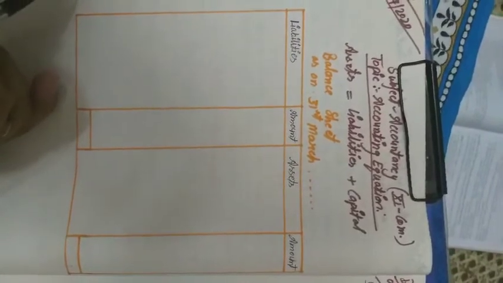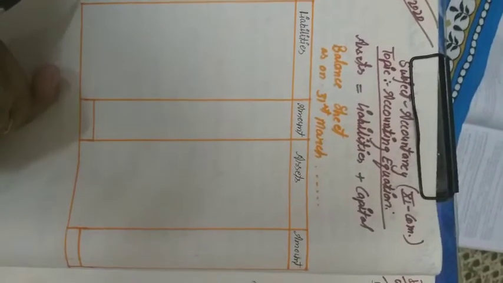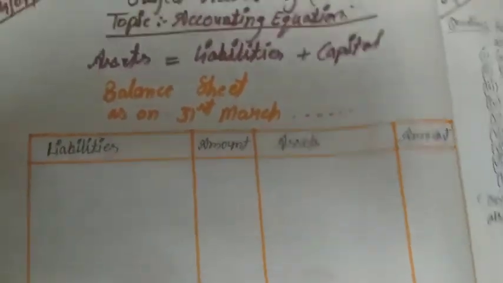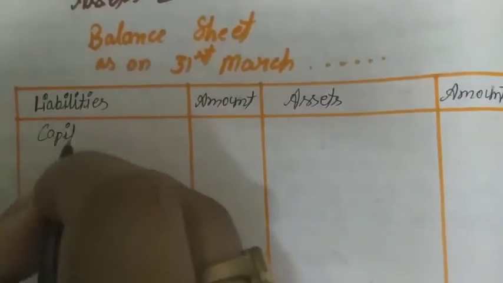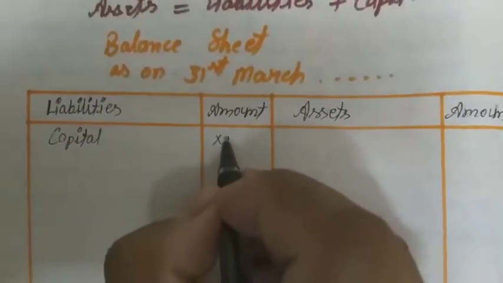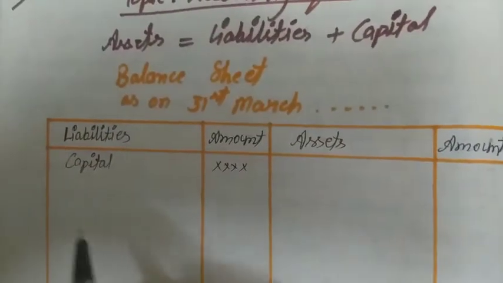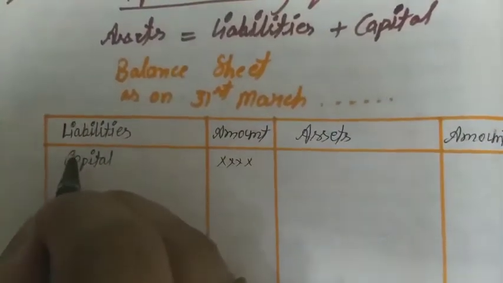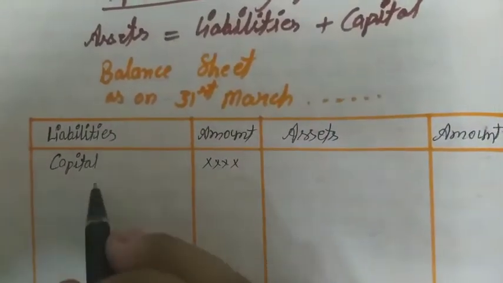Now I am going to write which transaction will come under which column. I am starting with the word capital. If a business has any capital, that capital will come on the liability side. This is the amount column. Actually I have no amount right now, so I am using these symbols. So capital will come under the liability.